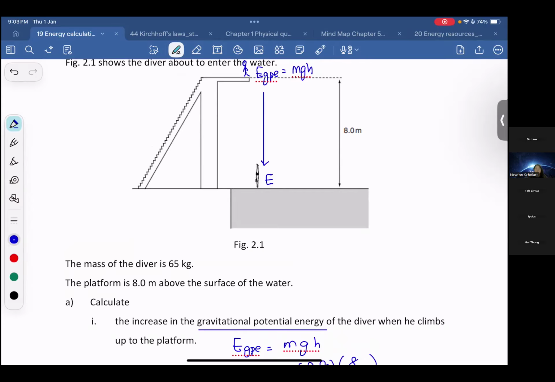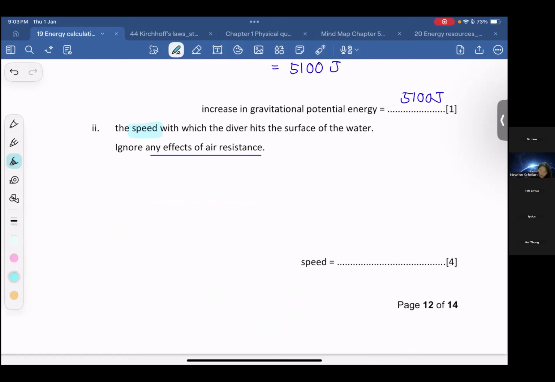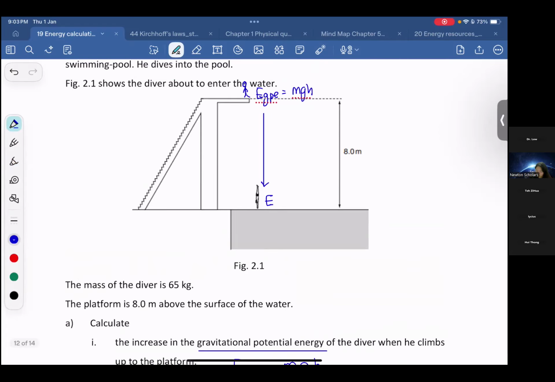So all the energy of the GPE will convert to the energy at this moment before entering the water, before hitting the water. So you have to identify what this energy is, and then can you calculate the speed, v? There is speed. Keyword: speed. When you see speed, it must be kinetic energy. So this is kinetic energy. GPE converts to kinetic energy, so mgh equals 1/2 mv squared.